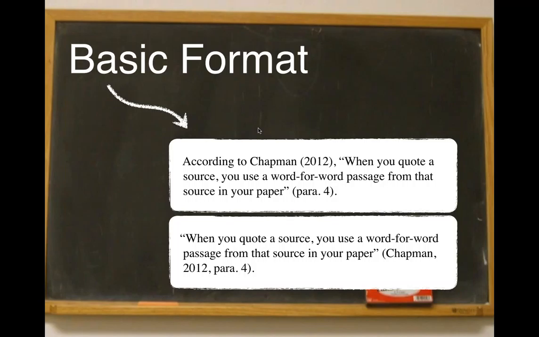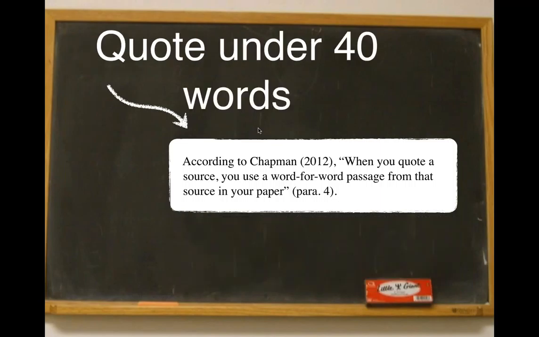When we put the author's name in the sentence like this, it's called a signal phrase, and this is one way that you can use quotes. This is a basic format to use quotes. The second example is another way to create an in-text citation. We did not use a signal phrase in this second example. Instead, we put the author's last name, the year, and the page number or paragraph number at the end of the quote. Either format is acceptable.